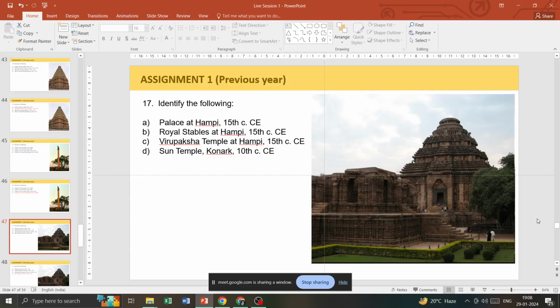I think the most unique characteristic about this, which is not visible in this picture actually, is the huge chakras, the wheels of the chariot that have been made in this temple, which give it a very unique look. So our answer is D, Sun Temple, Konark.